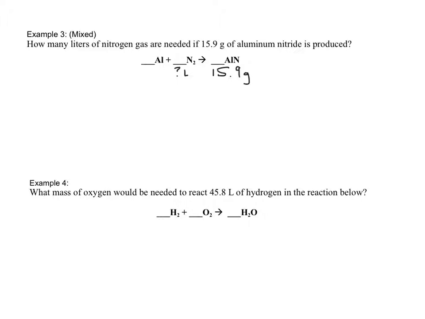So it's mixed because we're starting with grams. We've got to go to liters, but the beauty of this is the process is all the same. We just need to make sure we have a balanced chemical equation. We can put a 1 there. It kind of seems empty. We can put a 1.